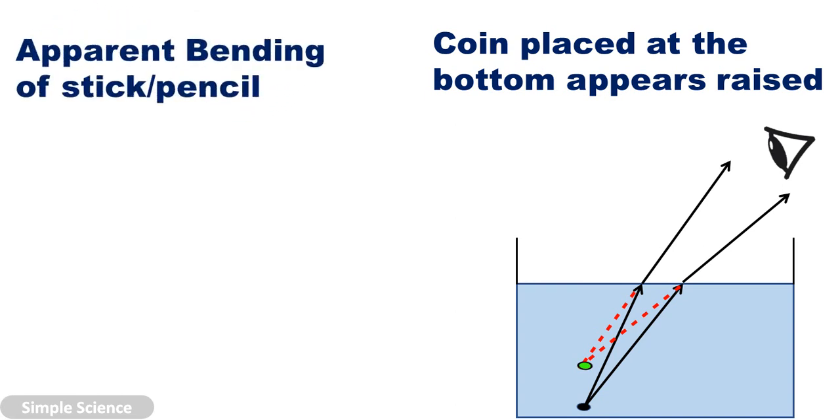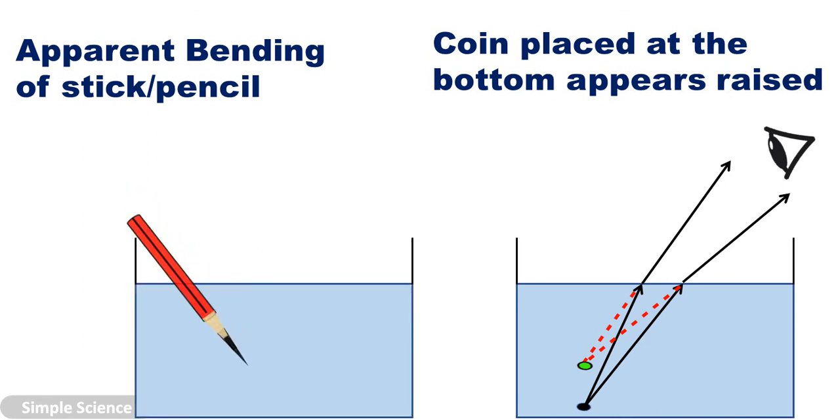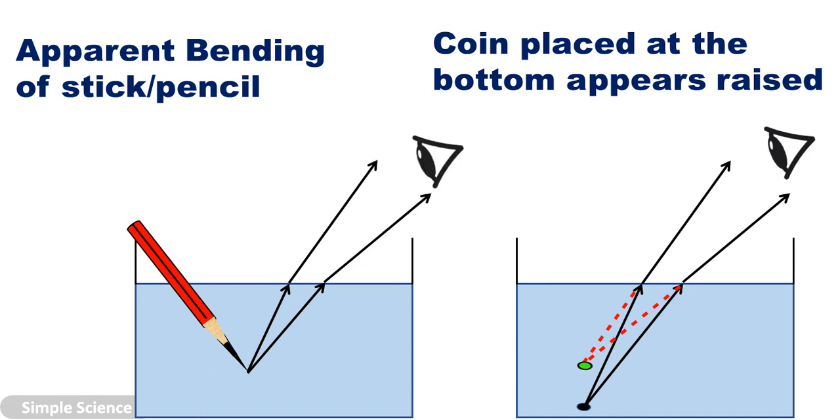There's one more example, the apparent bending of a stick or pencil. When you take a beaker and partially immerse a pencil or a stick, not completely, it appears to be bent, as you might have noticed. How does it happen? Again we will locate the tip of the pencil. Take two rays from the tip of the pencil. When the rays come out from water to air, they will bend away from the normal. But for an observer, it appears to be coming from this point. So the tip appears to be at this point, and the pencil appears to be bent.